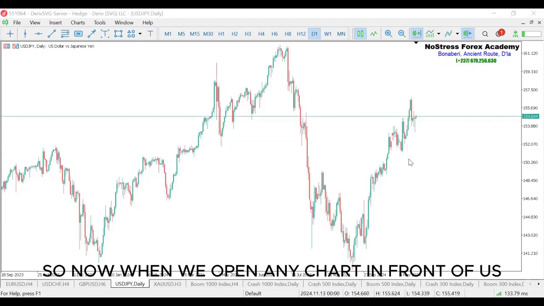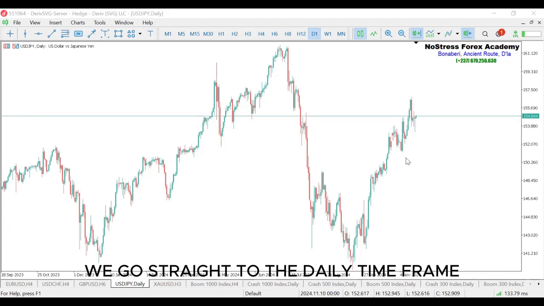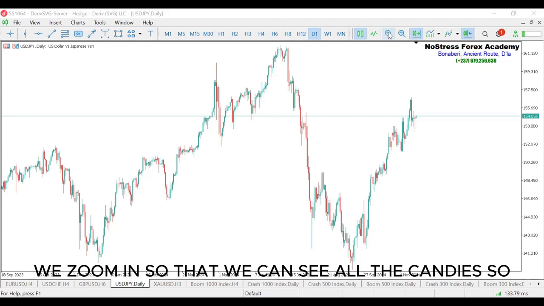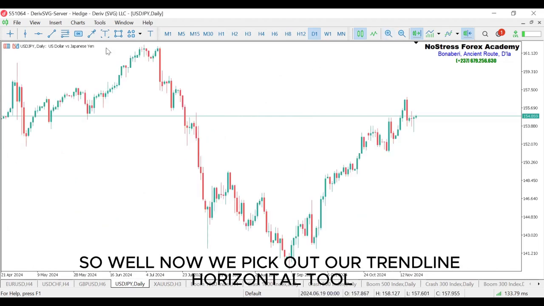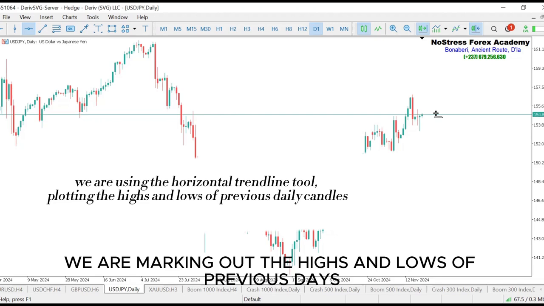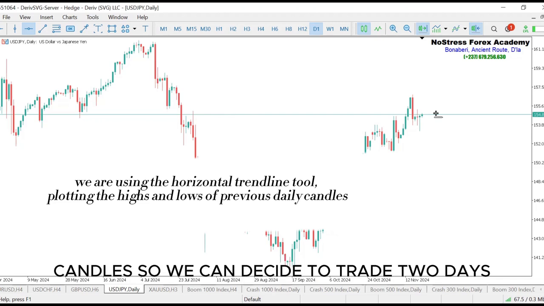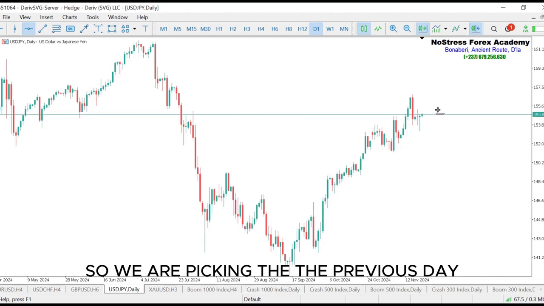So now, when we open any chart in front of us, we go straight to the daily time frame. We zoom in so that we can see all the candles so well. Now we pick out our trend line horizontal tool. We are mapping out the highs and lows of previous days candles, so we can decide to trade. So we are picking the previous day.